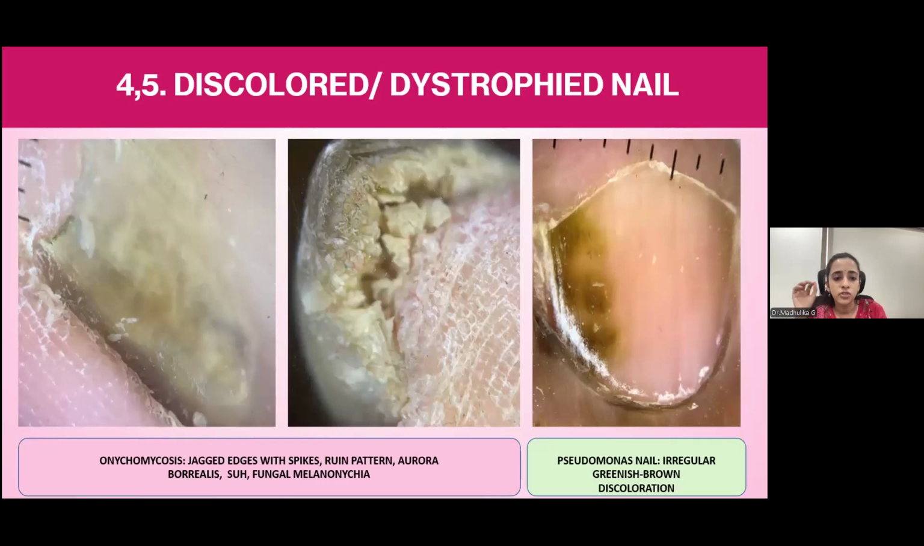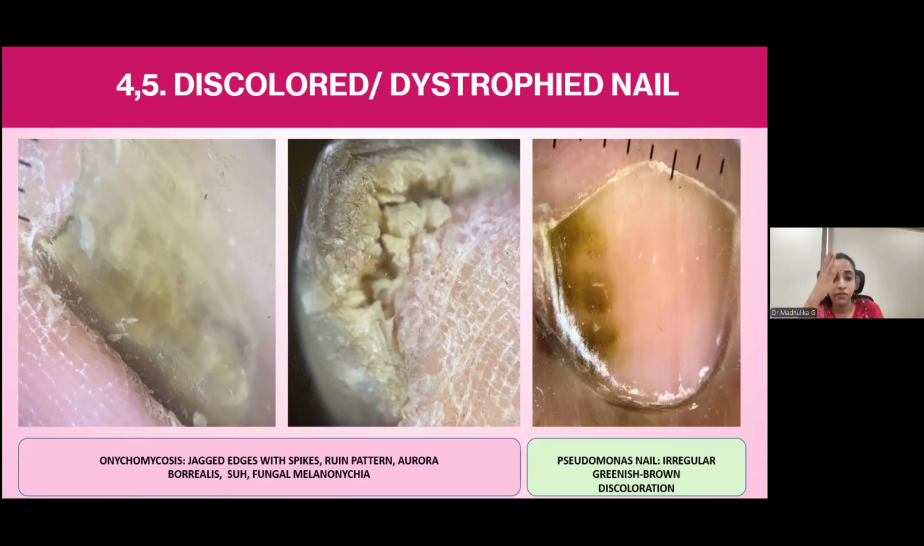So, discolored or dystrophic nail. Let's start with onychomycosis, which is the commonest condition we encounter. Usually this has a discoloration, with jagged edges with spikes. The rule in this pattern is the subungual hyperkeratosis. You see a friable hyperkeratotic material under the nail. So basically what is happening is the fungus is going under the nail and starting to infect the nail plate, nail bed, everything, and eventually the entire nail unit is affected, right? When it is affecting the nail bed, there's more hyperkeratosis being generated, and that is more friable compared to psoriasis, where it's more compact.